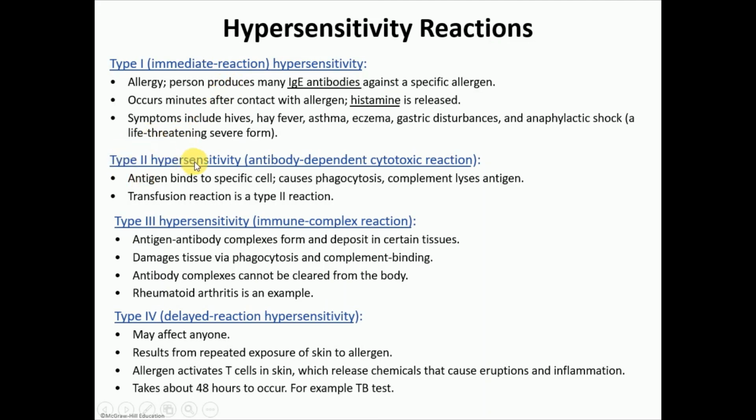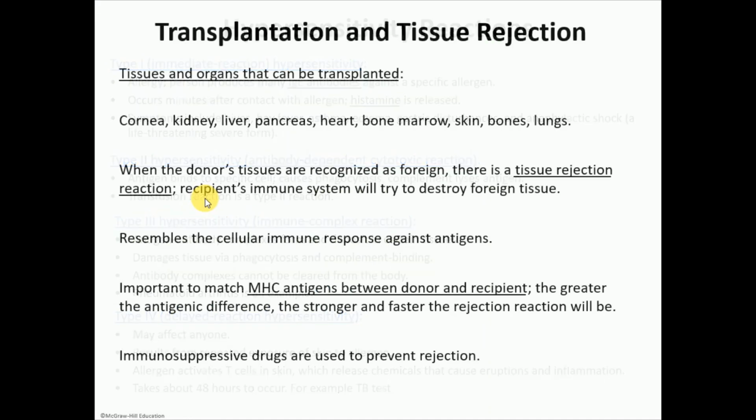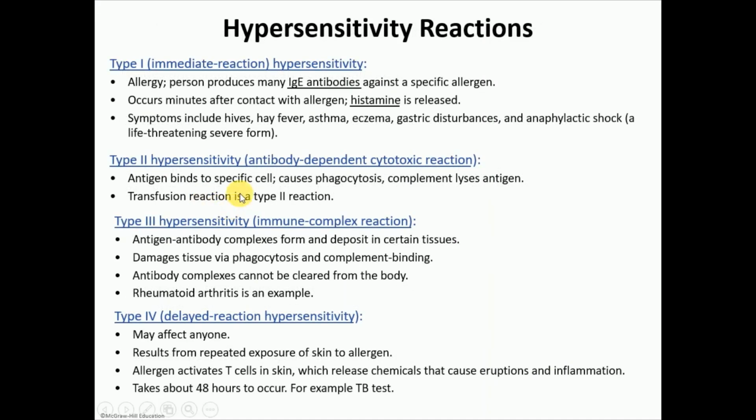Compare that to type 2 hypersensitivity. That is dependent on the presence of the antigen and the antibody together. For example, in a transfusion reaction, where there is a mismatched transfusion, we'll have that interaction between the antigen and the antibody, and that can lead to what is known as type 2 hypersensitivity. It will lead to phagocytosis and the breakdown of those different cells.